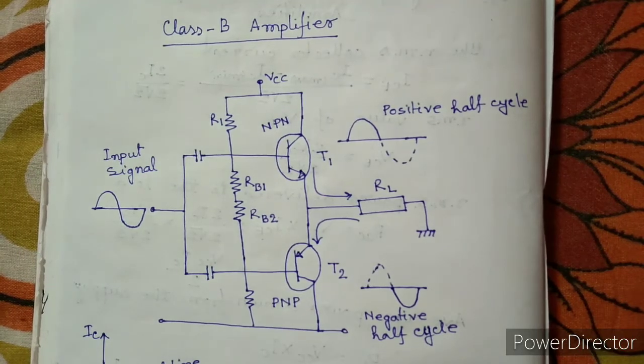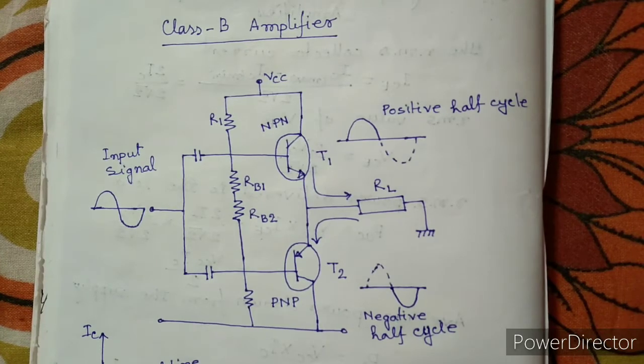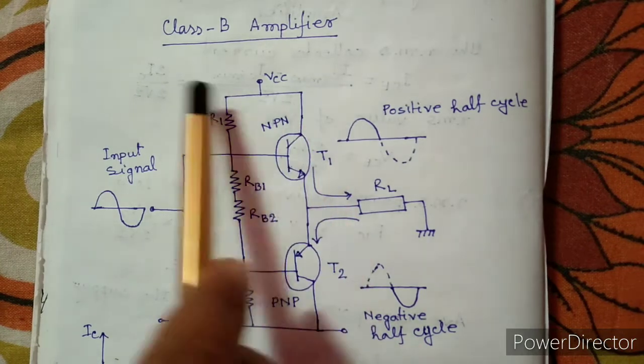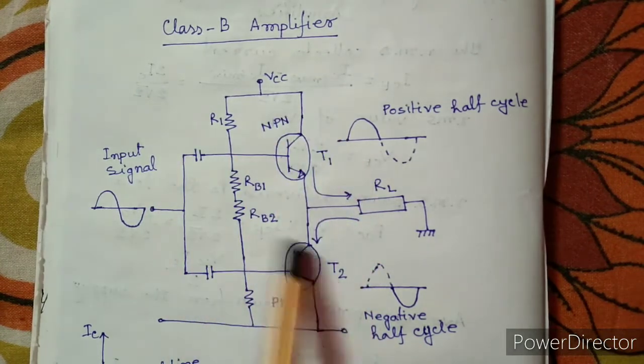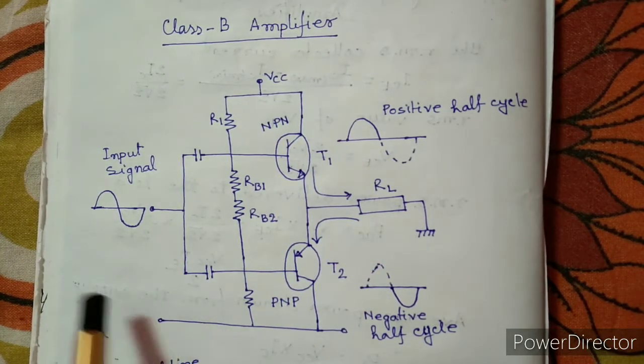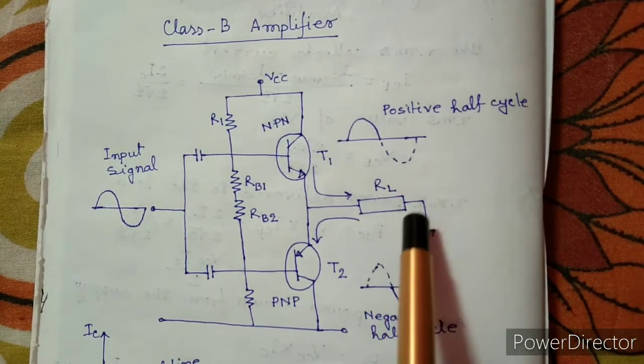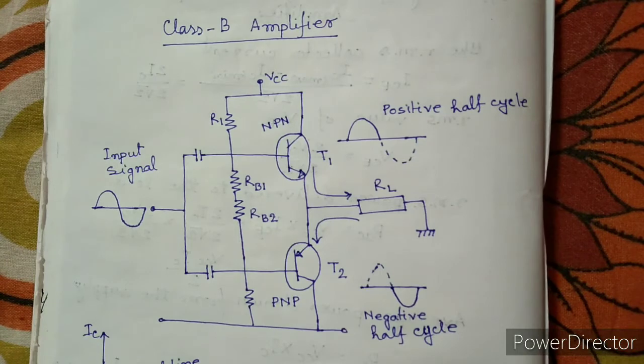Hello friends, today we are going to discuss one type of power amplifier, that is class B power amplifier. In class B power amplifier, the collector current flows only during half cycle of the input signal. Now here the class B power amplifier circuit is given, where this is your input signal and across load we will get the output signal.